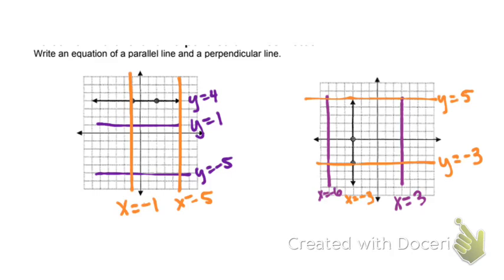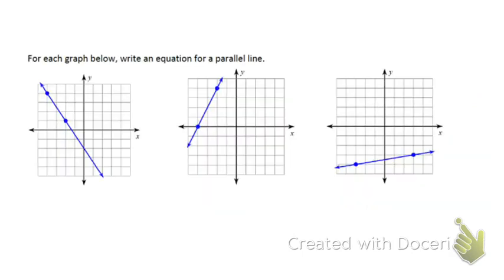Okay, so when they don't give us a given point, all we have to remember is that for parallel lines, the slopes are the same and the y-intercepts are different. And for perpendicular lines, they are opposite reciprocal slopes, and then our y-intercept can be the same or different. Normally it's different, but it could be the same or different. All right, let's move on.